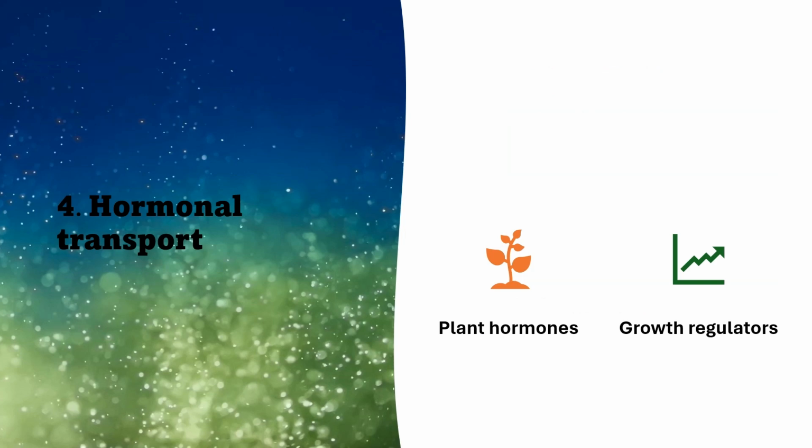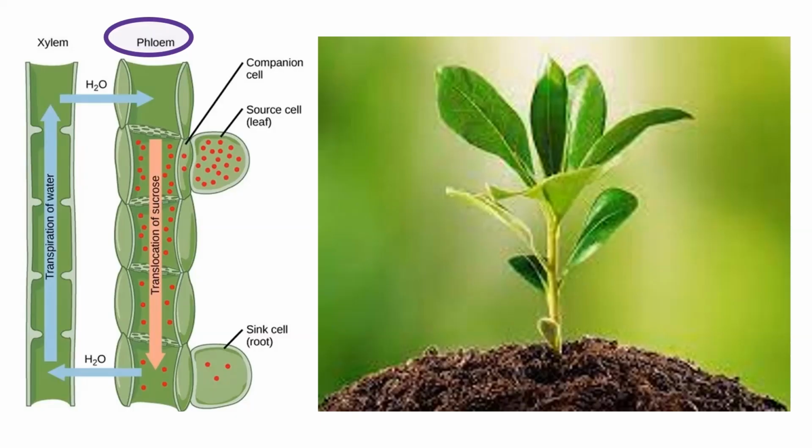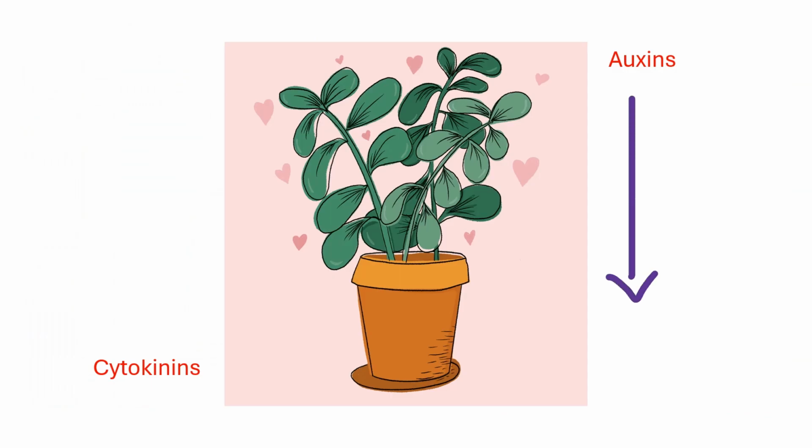Number 4. Hormonal transport. Plant hormones, or growth regulators, are transported in small quantities but play crucial roles in regulating growth, development, and responses to environmental stimuli. Their transport can be polarized or unidirectional, originating from synthesis sites to target tissues.